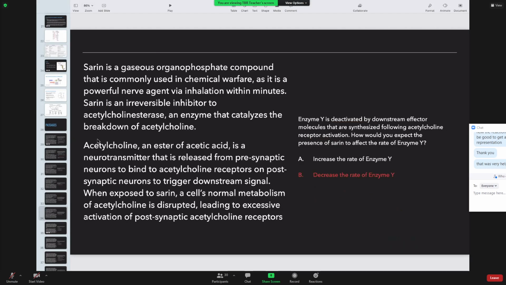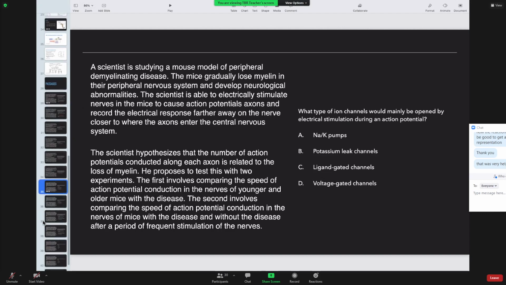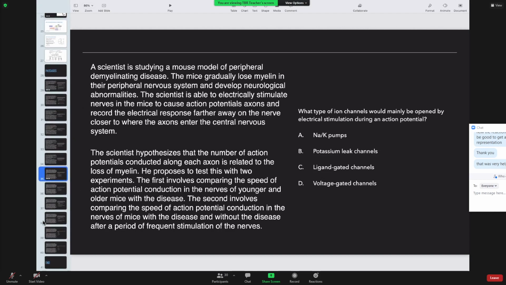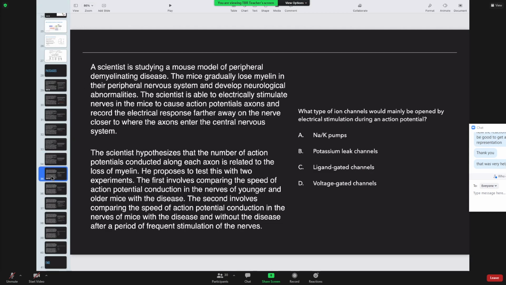All righty. So let's keep on cracking along. I think we have a couple more in this passage. No, this is a new passage. Very cool. I'll give you a couple minutes to read this passage. And when you get the first question, type it in the chat.